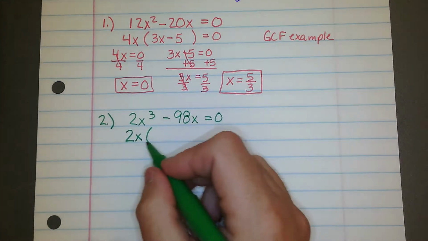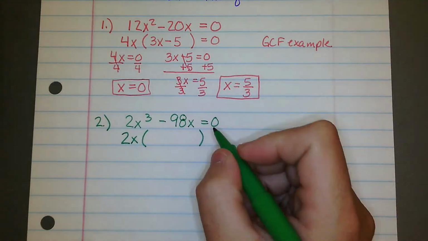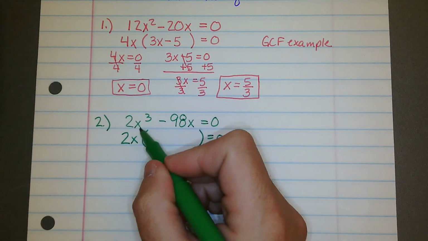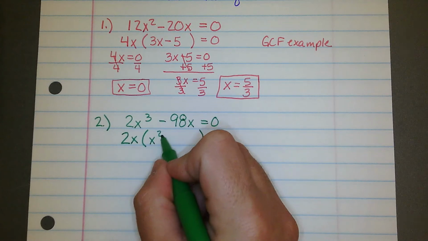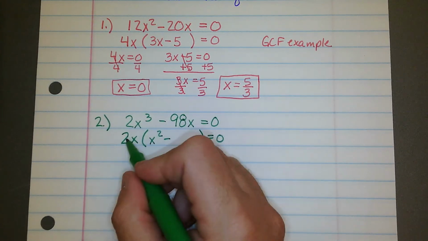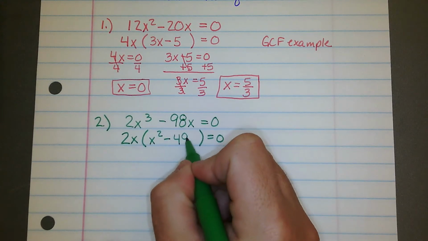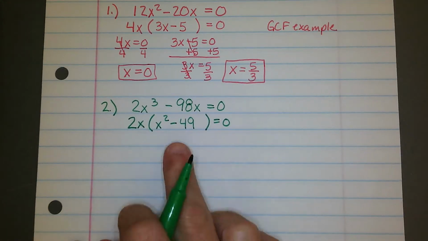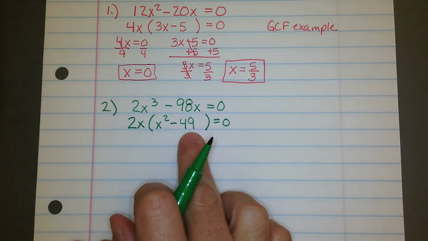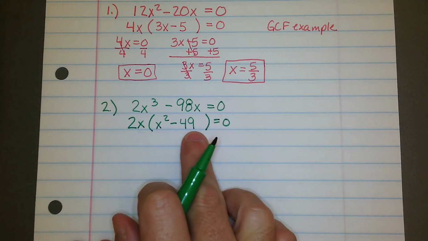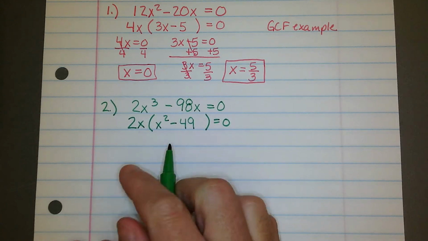When I do my GCF and I have one set of parentheses, don't forget your equal 0, and I divide this, I'm going to get x squared minus, and 98 divided by 2 is 49. Uh-oh, I see it. Do you see it in there? That little sniper hiding. Don't forget that this is a difference of two perfect squares. I've got a minus sign.